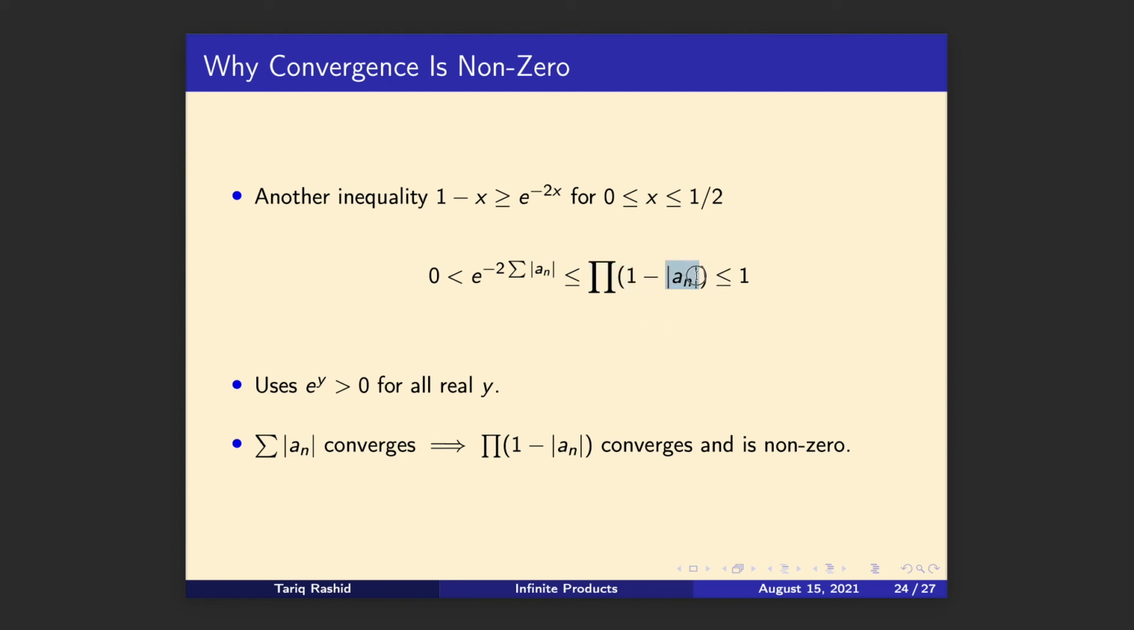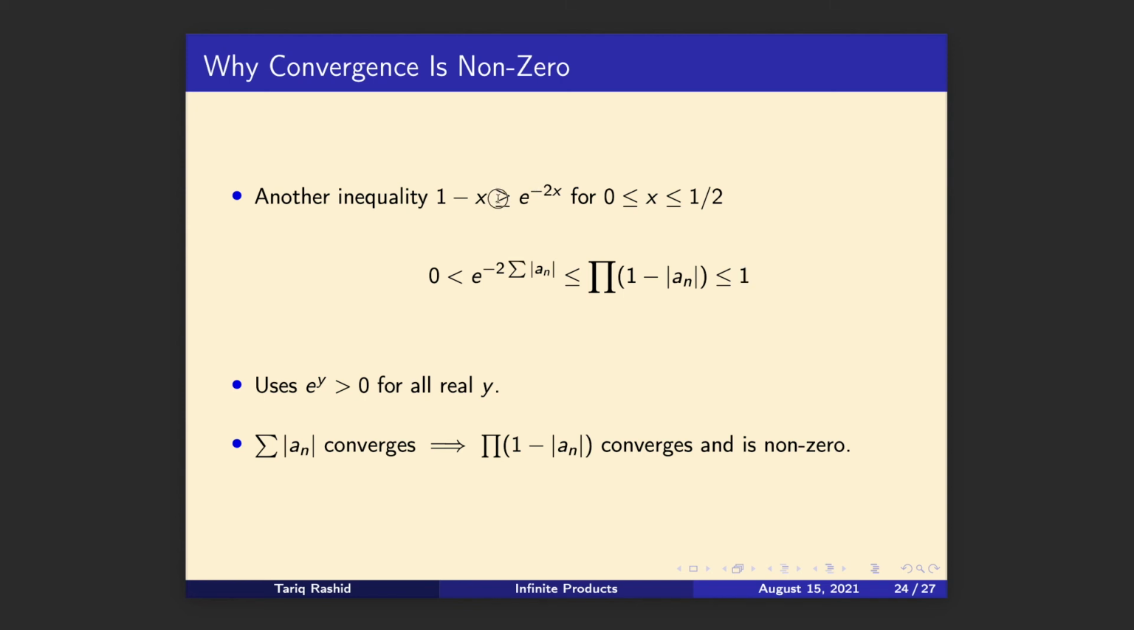Now this is an absolute value, so it's positive. So 1 minus a small positive. If I multiply all these together, it's going to be no more than 1, because it's 1 minus a little bit. So the most it could be is 1.